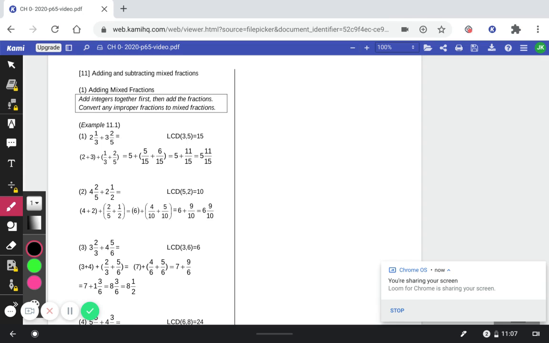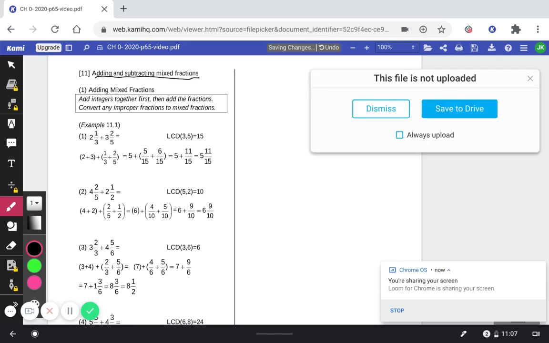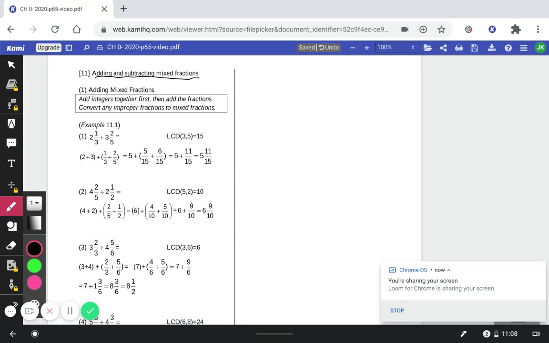This lesson is about adding and subtracting mixed fractions or mixed numbers. Now, when you add mixed fractions or mixed numbers, add the integers together first and then add the fractions. Convert any improper fraction into a mixed fraction.